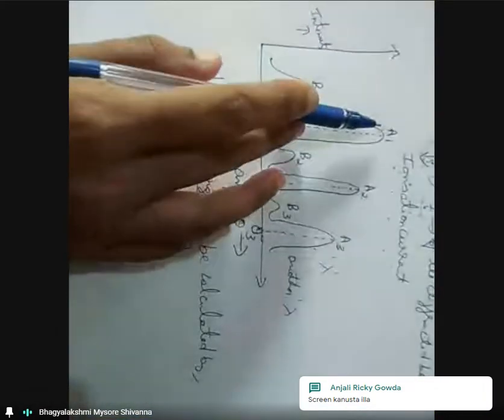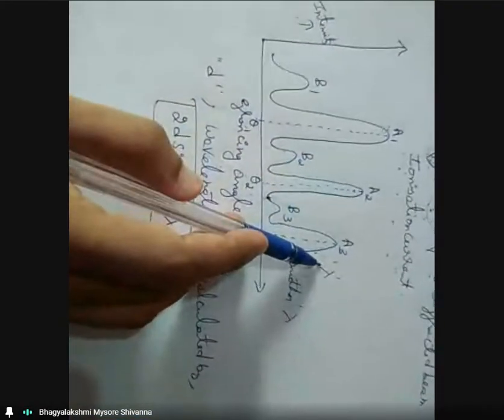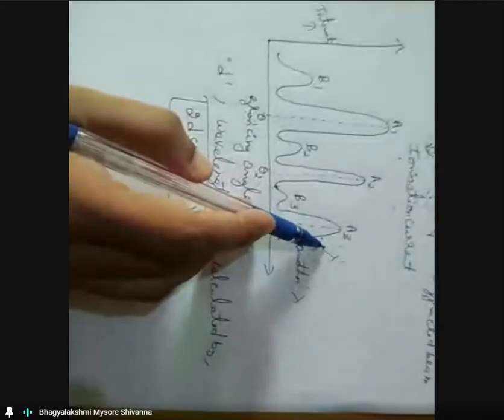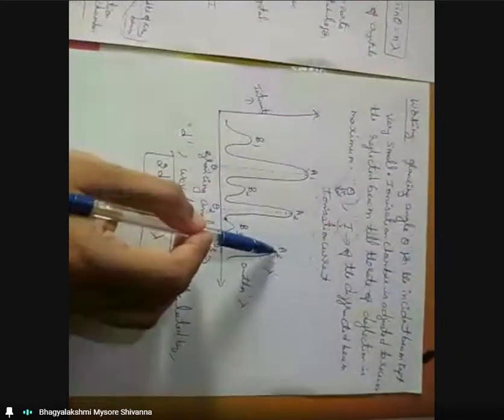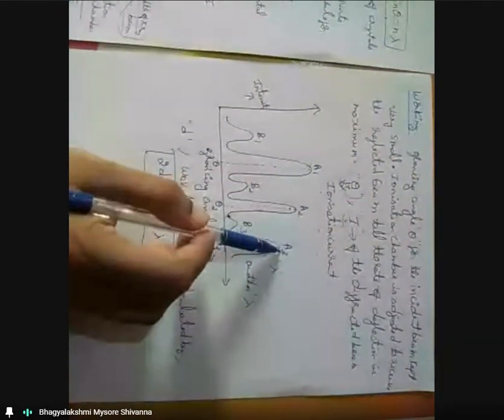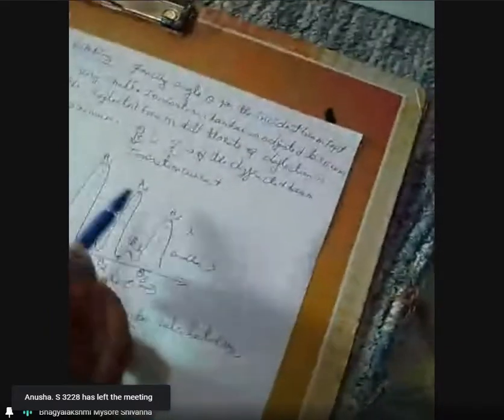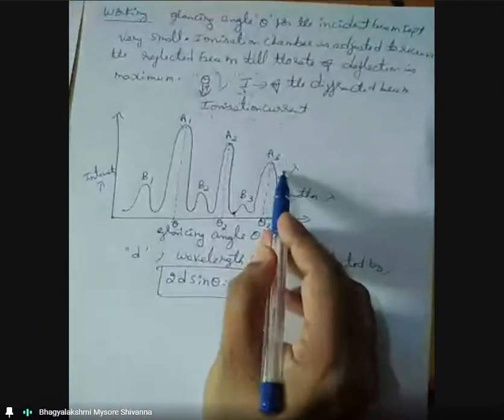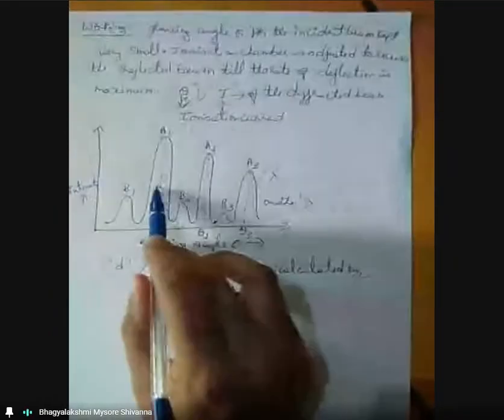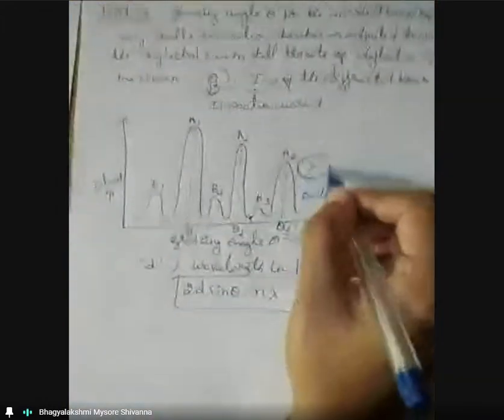The prominent peaks A1, A2, A3 refer to the X-rays of one wavelength. The glancing angles theta 1, theta 2, theta 3 corresponding to the peaks A1, A2, A3 are obtained from the graph. This shows that A1, A2, A3 correspond to the first, second and third order reflections of the same wavelength. The order changes, but the wavelength is the same.